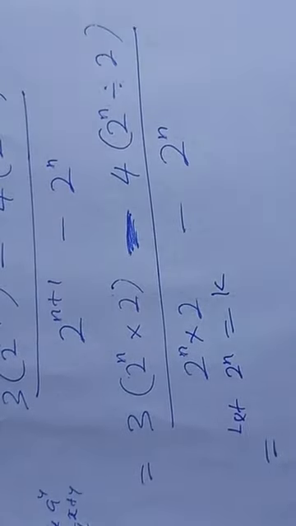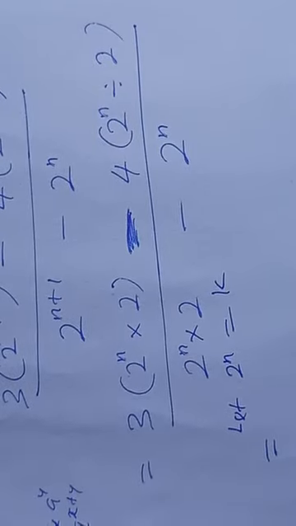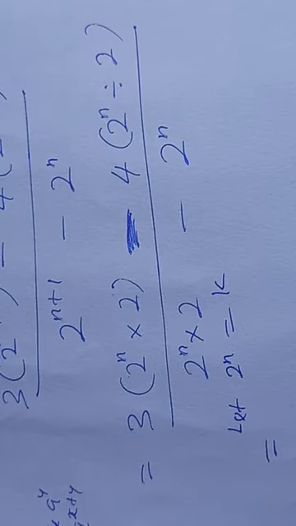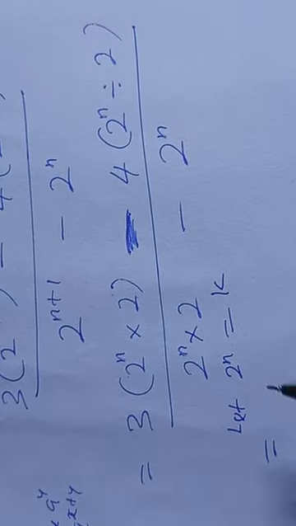Let 2 raised to the power n equal k. So anywhere we see 2 raised to the power n, we put k there. It will make it simpler for us, and in that case, we will not be struggling with powers anymore, because the only power now is just the n.